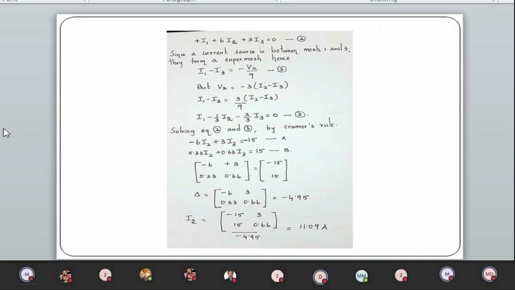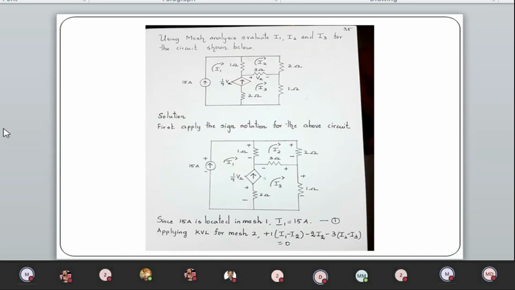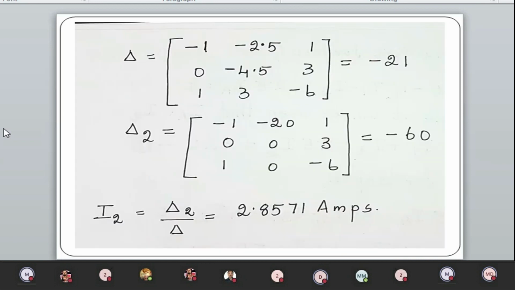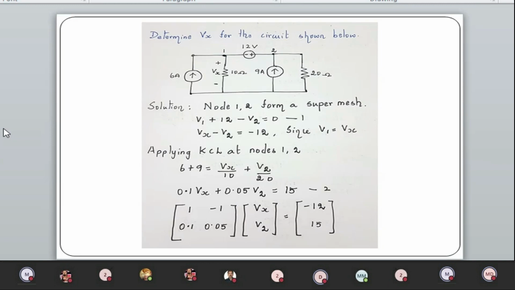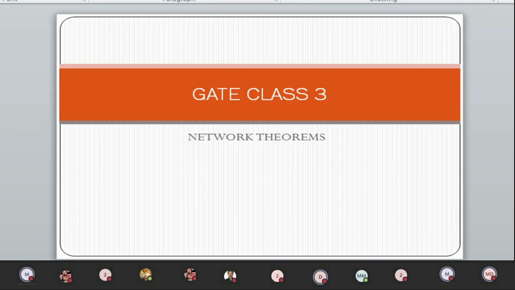If you deactivate the current source, you have to open circuit. If you deactivate the voltage source, simply you have to short circuit. Okay. So I hope we had a detailed discussion about the problems, and you should know how to approach the problems related to theorems. Okay.